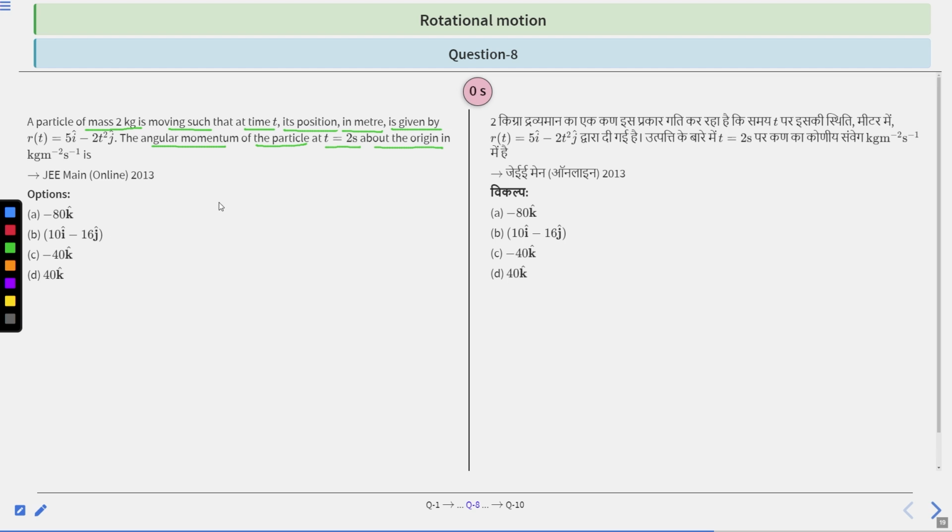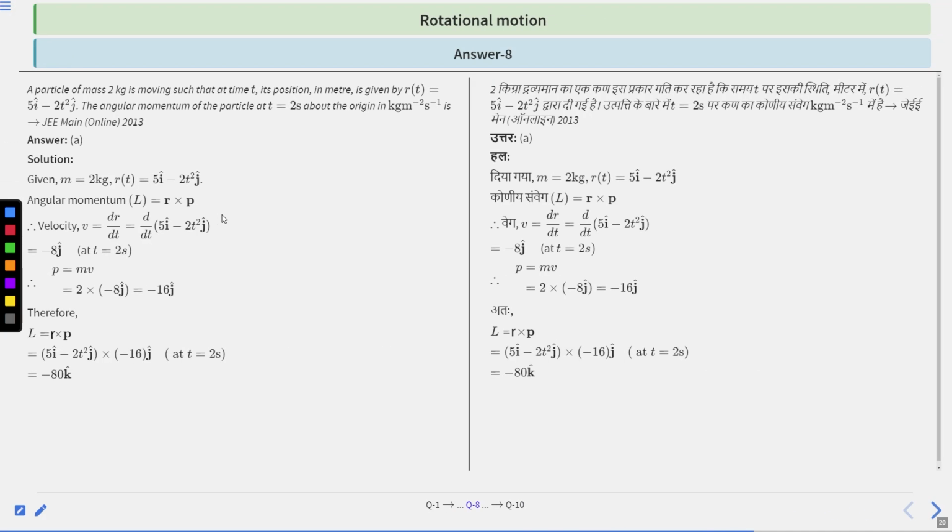Let's find a solution. Given terms: m equal to 2 kg and r of t, which is position, is 5 i cap minus 2 t square j cap. Angular momentum formula L equal to r cross p, and velocity v equal to dr upon dt. So put here the value of r, then we calculate velocity. Here v is, after solving, minus 8 j cap at t equal to 2 second.